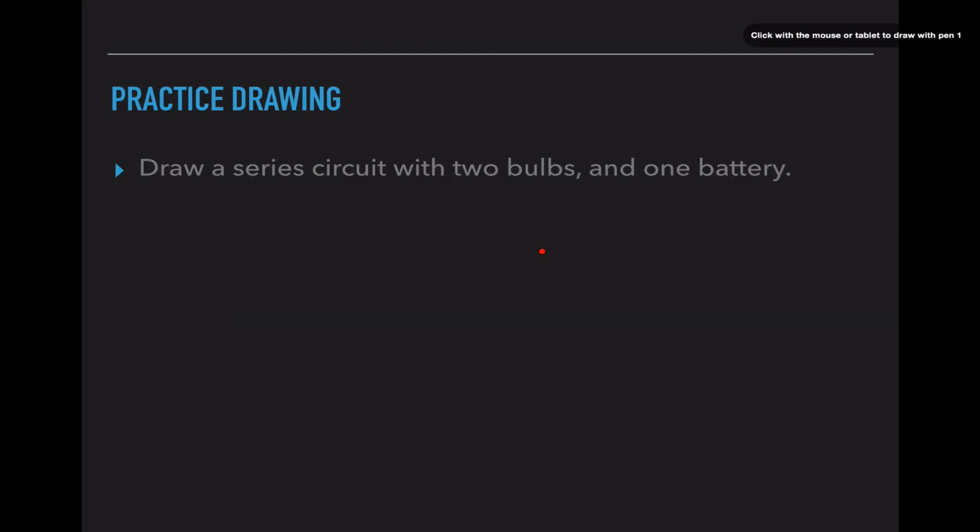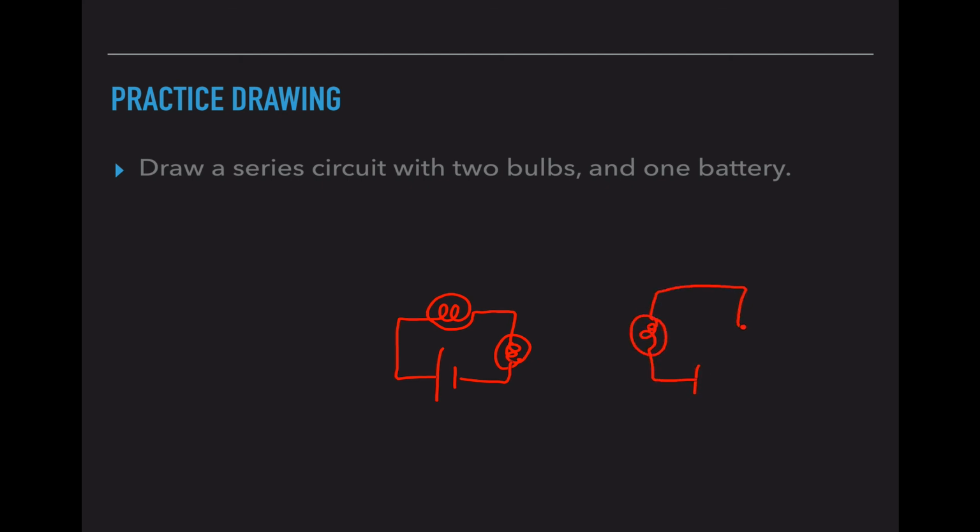We're going to draw a series circuit with 2 light bulbs and 1 battery. So there's my battery. There's a light bulb and a light bulb. Okay, now you could have drawn battery, light bulb, battery, or you could have drawn it another way. As long as there's only one path of travel, any of these are considered correct. So a series circuit with 2 light bulbs and 1 battery, these 3 options could all be considered correct.